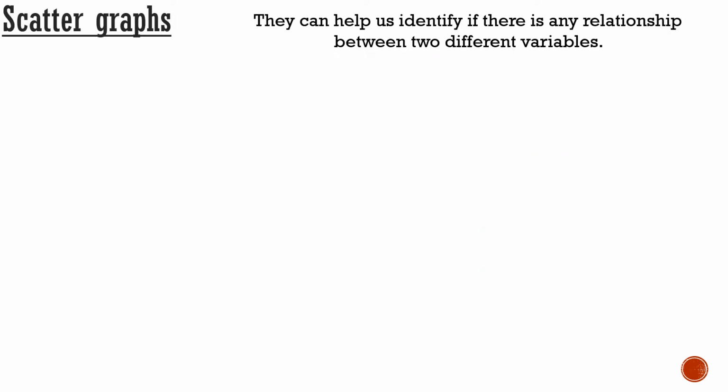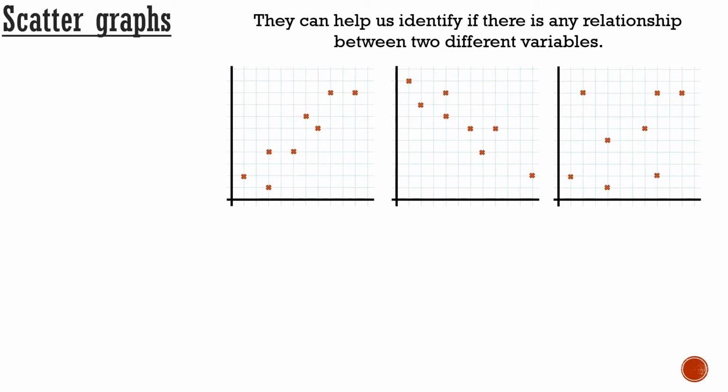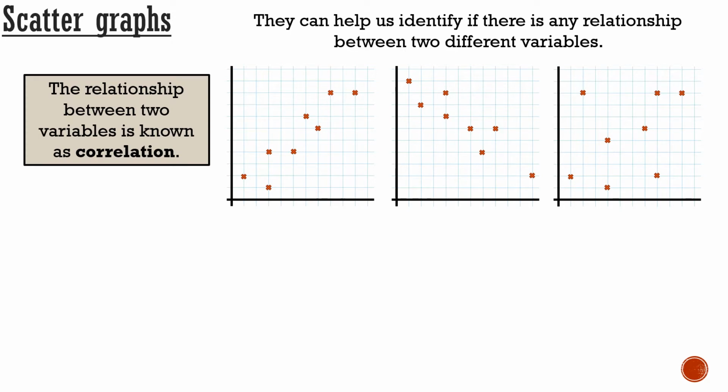So a scattergraph is a graph that has lots of different crosses and points on it that help us to show if there's a relationship between two different variables. And by variables, I just mean two different sets of data, two different things that you want to compare and look at. Okay, so they look a little bit like this. I've got three different scattergraphs here. And the link between the crosses, or the way they sit, is called correlation.